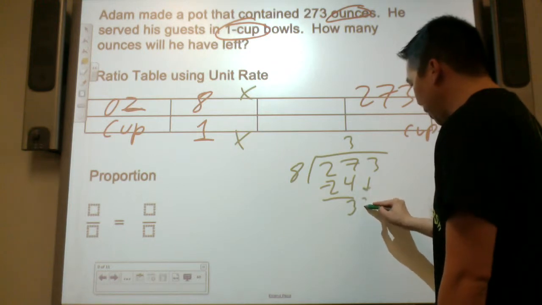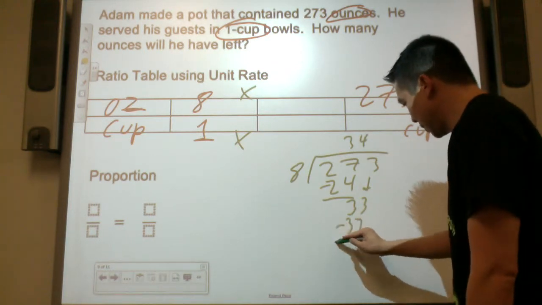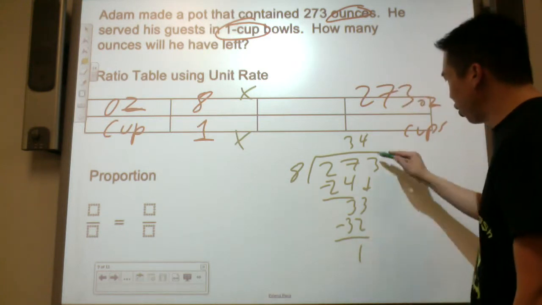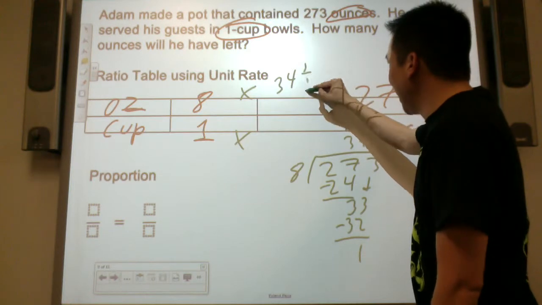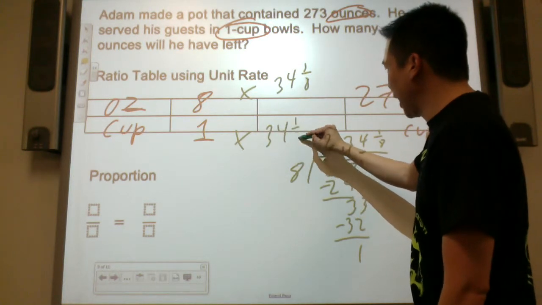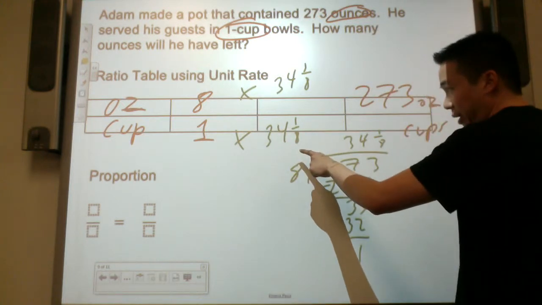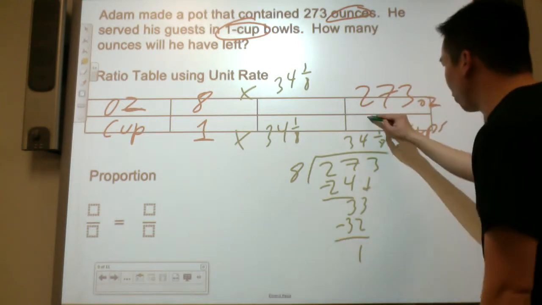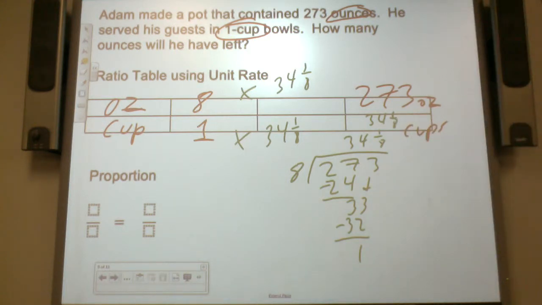I bring down the 3. How many 8s go into 33? 4 times. So it's 34 and 1/8. So what is 1 cup? Because you're building it up by multiplying by 34 and 1/8. So 273 ounces is the same as 34 and 1/8 cups.